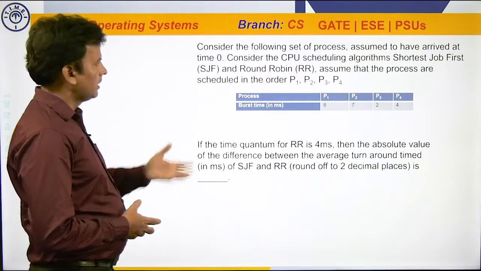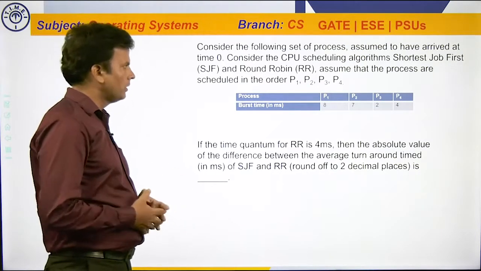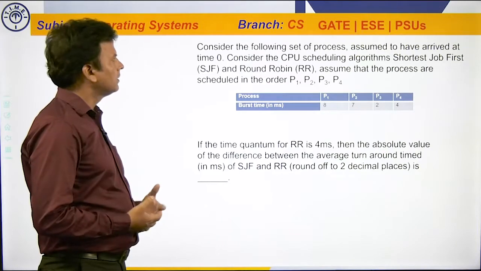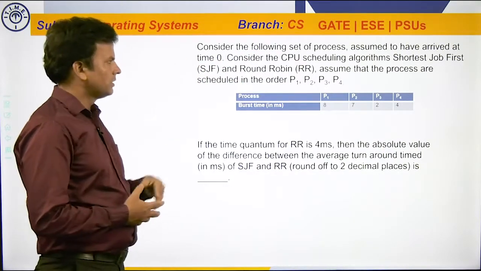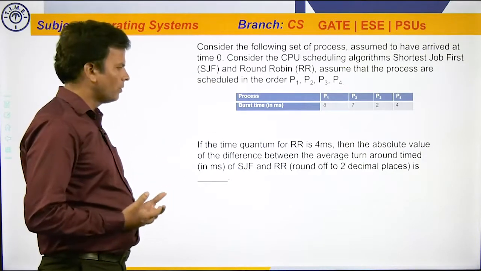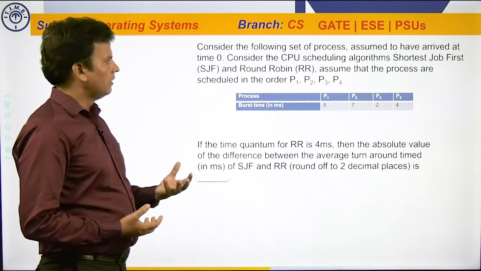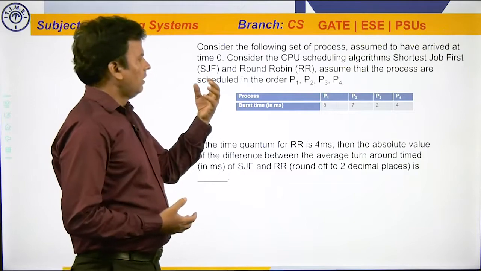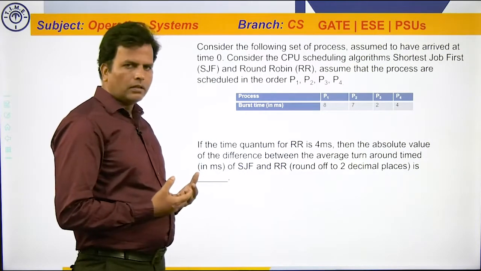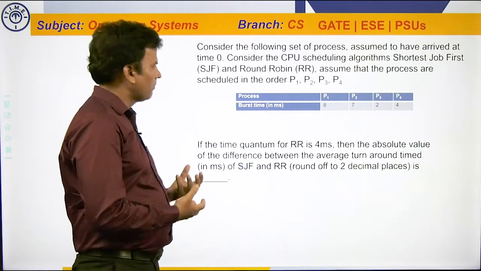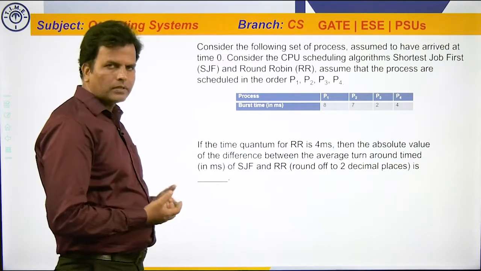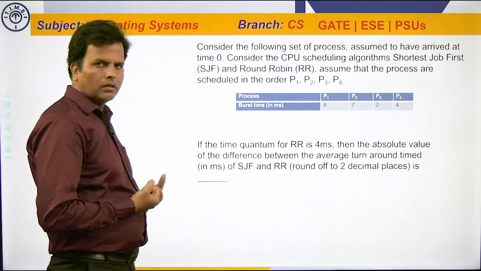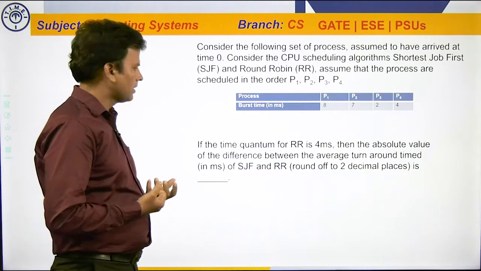Let's see, he has given a question based on CPU scheduling. What he asked is: consider a set of processes assumed to arrive at time 0. Consider the CPU scheduling algorithms SJF and round robin. What is he saying overall? Try to find the difference of the average turnaround time for these two algorithms, that is, shortest job first and round robin. The average turnaround time difference is what we are asked to calculate.